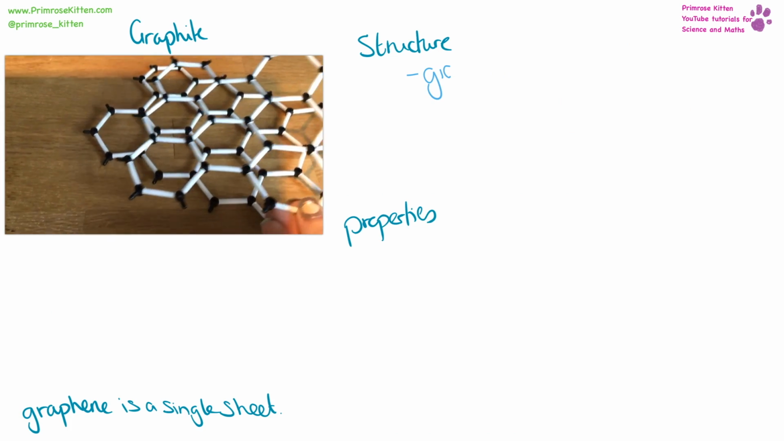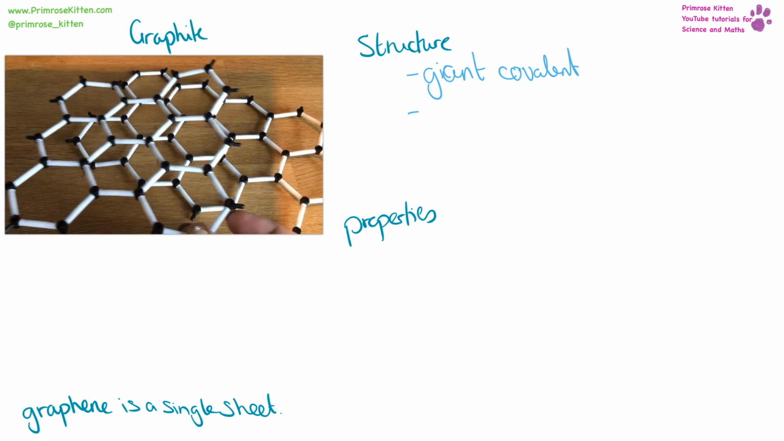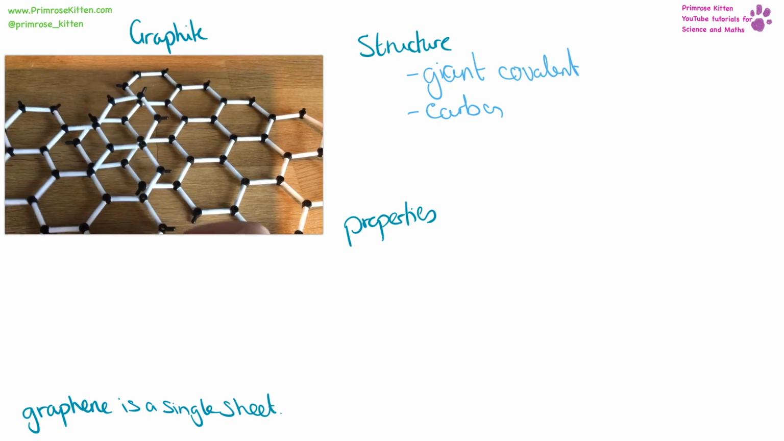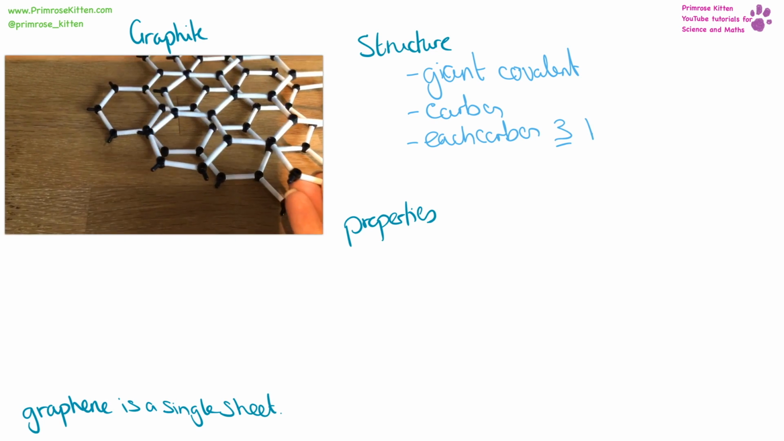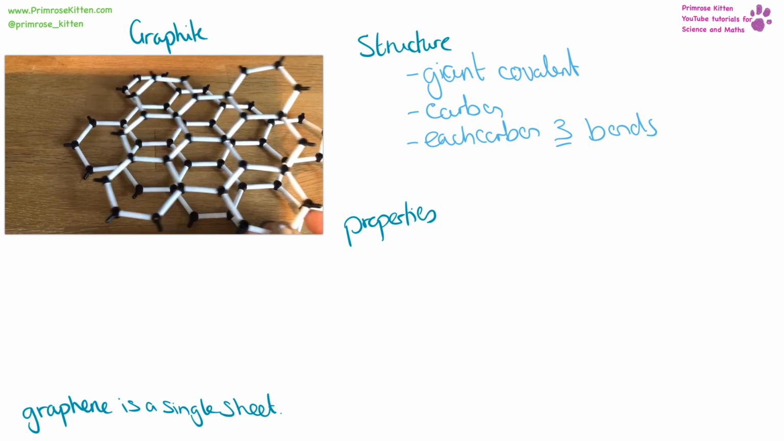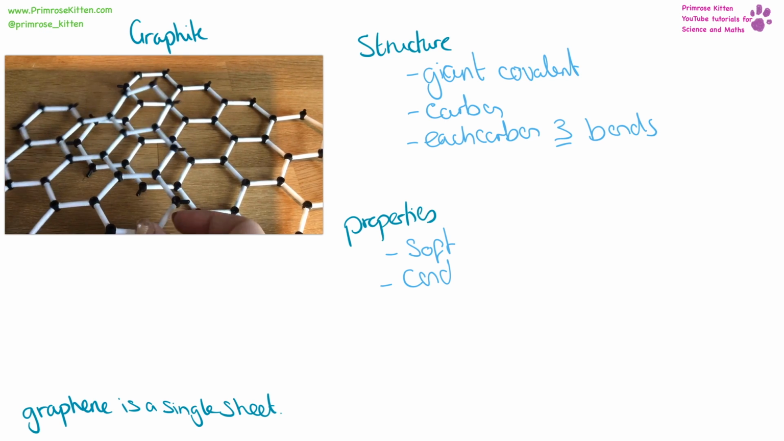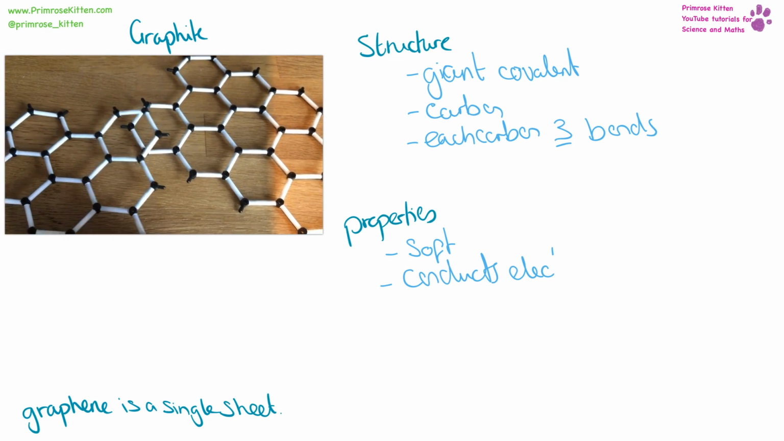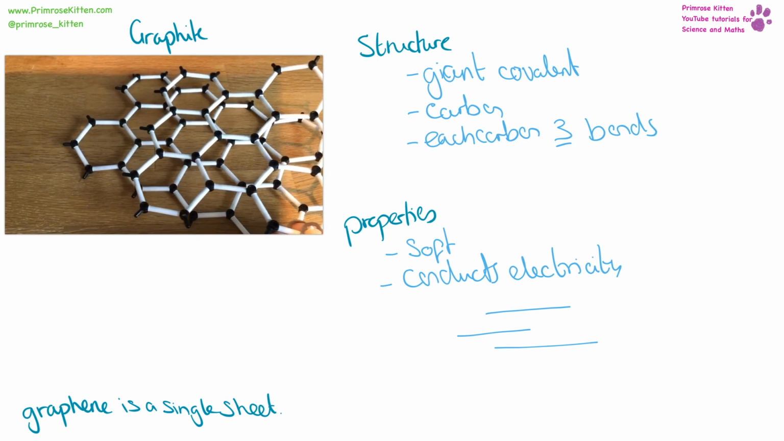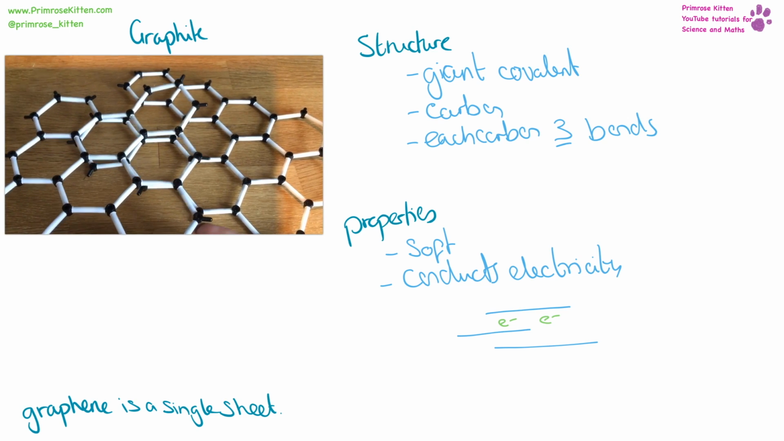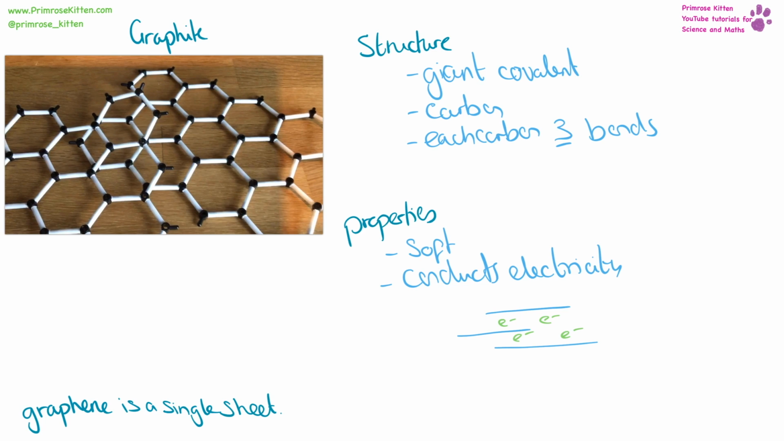Graphite is also a giant covalent compound. It is like diamond, pure carbon, but each carbon makes 3 bonds to other carbons, not 4 like in diamond. The properties are that it is soft and it conducts electricity. Because it is in sheets, and there is a spare electron floating around in between these, it will conduct electricity. Graphite is what you find in pencils.